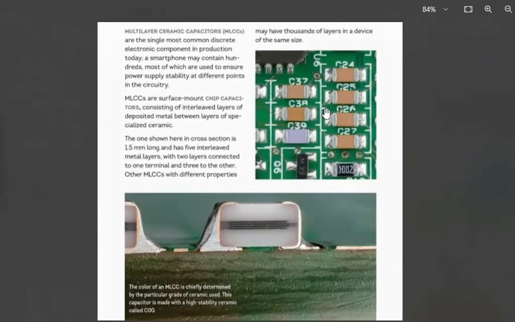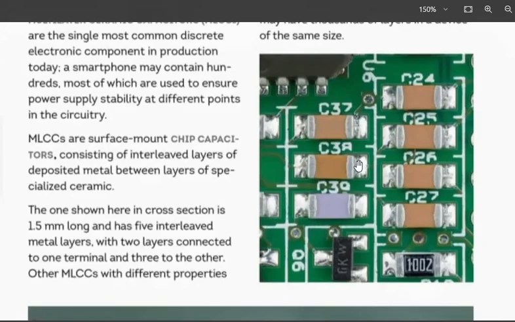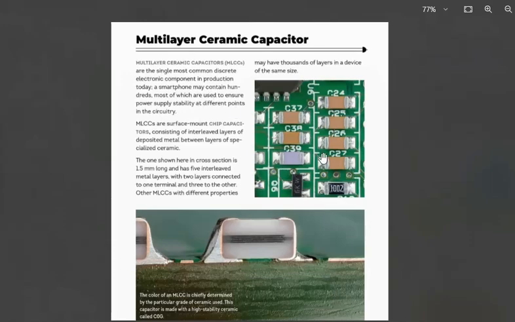Okay, I'm gonna zoom it so you can see it clearly. They are especially important in devices that need fast and reliable electrical signals. Okay, I hope you understand. So let's move on to our next component.